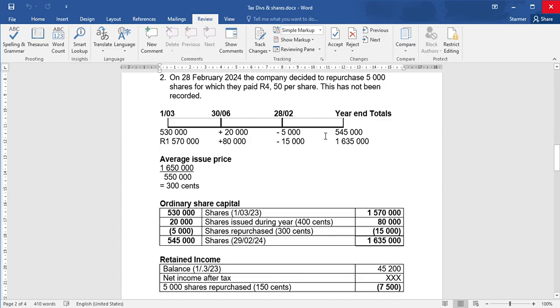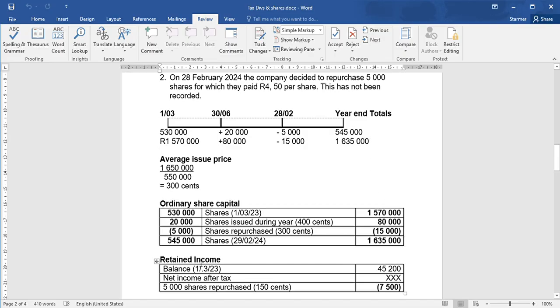At this point here, you would add across for your number of shares, add across for your Rand value, and now it becomes very straightforward to enter this into the ordinary share capital note. You simply copy down what you have. So at the beginning of the year, we started with 530, and that was for 157 million. We bought another 20,000, which increases our number of shares, and that was for 80,000 Rand. We then repurchased 5,000 shares, which decreases your ordinary share capital, and that was for 15,000 Rand, and that will also decrease your Rand value of shares.